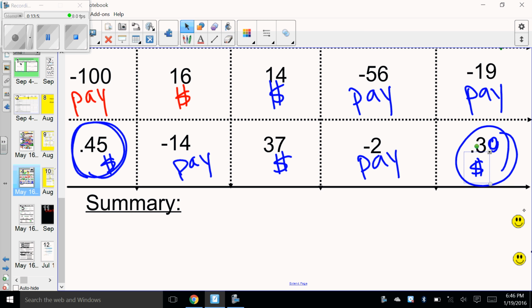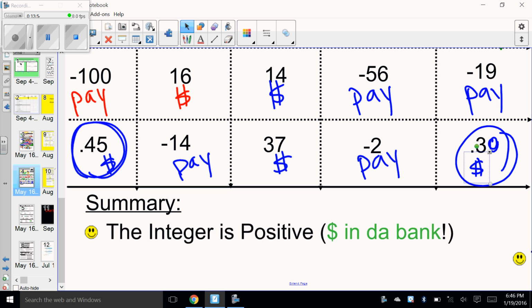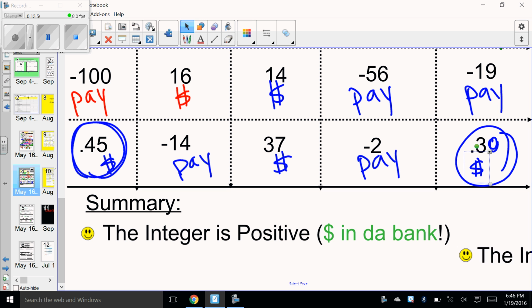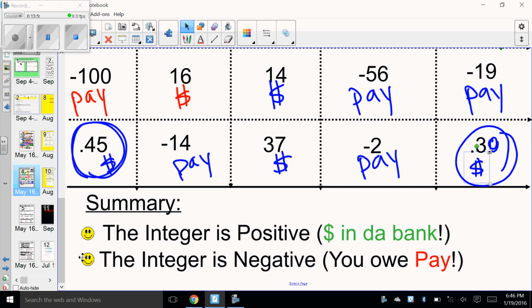So for our summary, what I would say is this. Think about that if the integer is positive, it is money in the bank. If the integer is negative, you think of it as money that you owe or you have to pay. Go ahead and fill out those summaries. Give you some time to write there. So our work today is on integers. We talked about opposites, absolute values, those jail bar questions, some alligator mouth questions. So there's a ton of stuff going on in this work today.